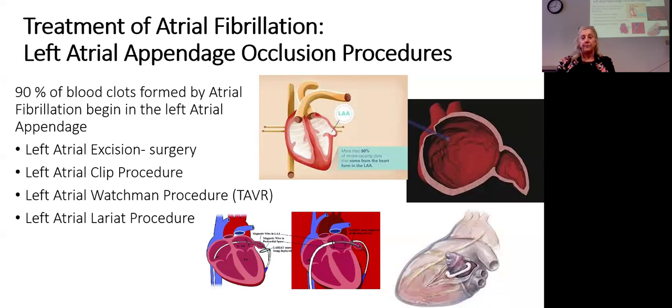So that was a big, common procedure, but now everybody's getting this thing called a Watchman procedure. I do have pictures here. This is what the clip looks like. And this is the one with the magnet that I told you. One goes through the atria, and this is the one that's outside the heart, and they get attracted together. I didn't put the Watchman up there because I have a whole slide for that, because it's the most common and most popular procedure, and can be done just through your groin.